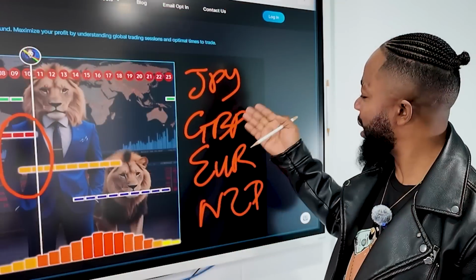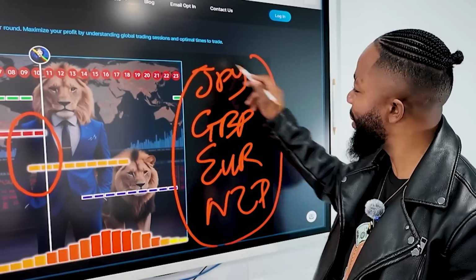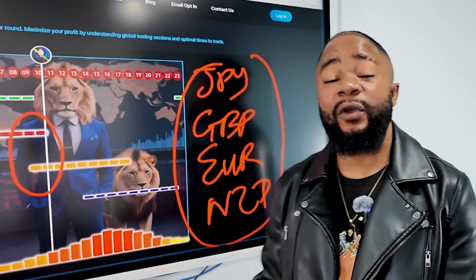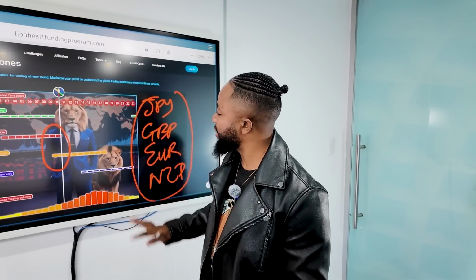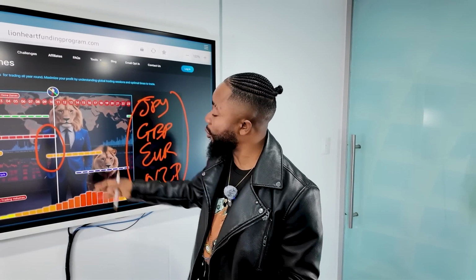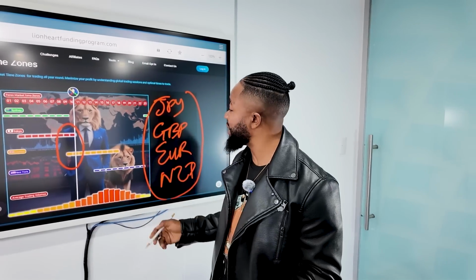We also have NZD. So we have the Great Britain pound, the euro, and NZD. Any combination between these currencies will give you a very volatile currency pair to trade at this particular point in time. Now, since I've given you all the currencies that fall within this intersection, which currency pair can you trade?